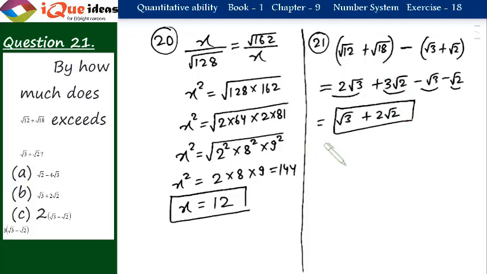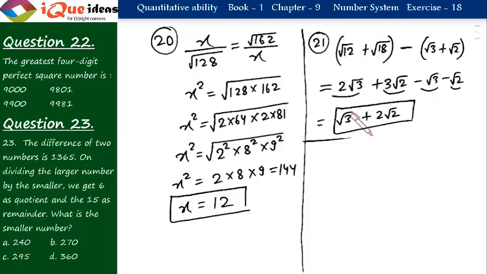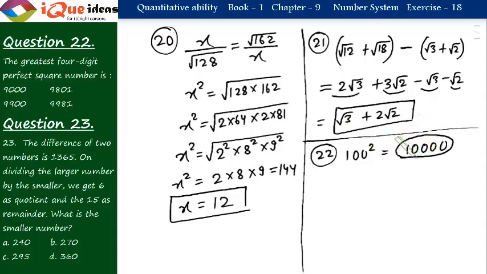Alright, this is question 21. Now question 22. It says the greatest 4-digit perfect square number is. Now see, this is a very interesting question. The smallest 3-digit number is 100 and 100 square is 10,000. Now 10,000 is a 5-digit number. We need a number which is less than 10,000 because a 4-digit number will always be less than 10,000.